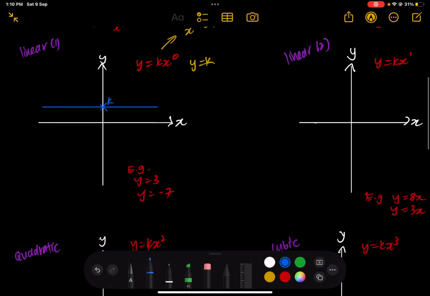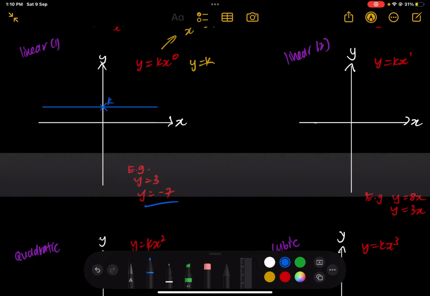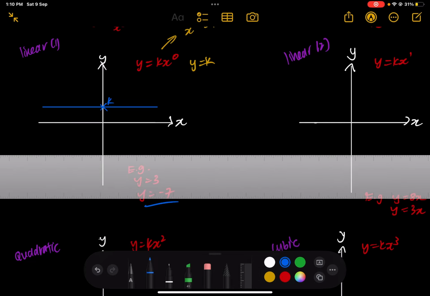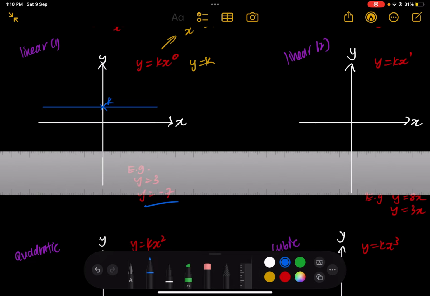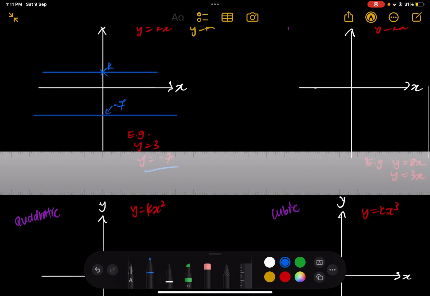So for example, if y equals to -7, where is my line? My line is here. And it cuts here at -7. Okay?